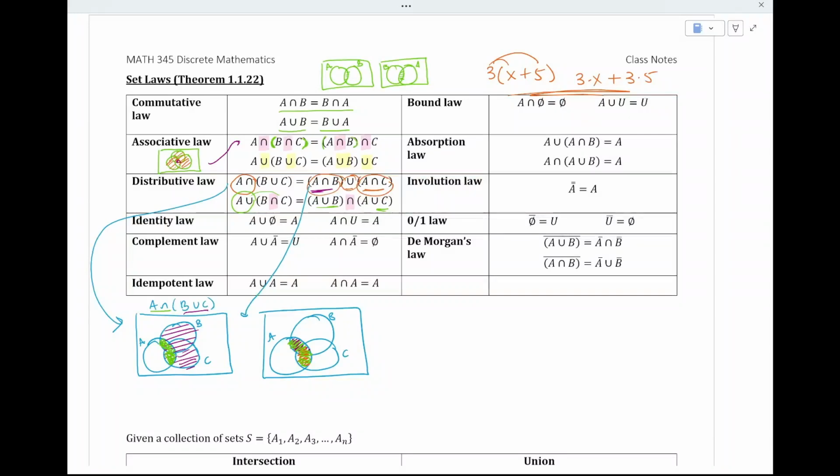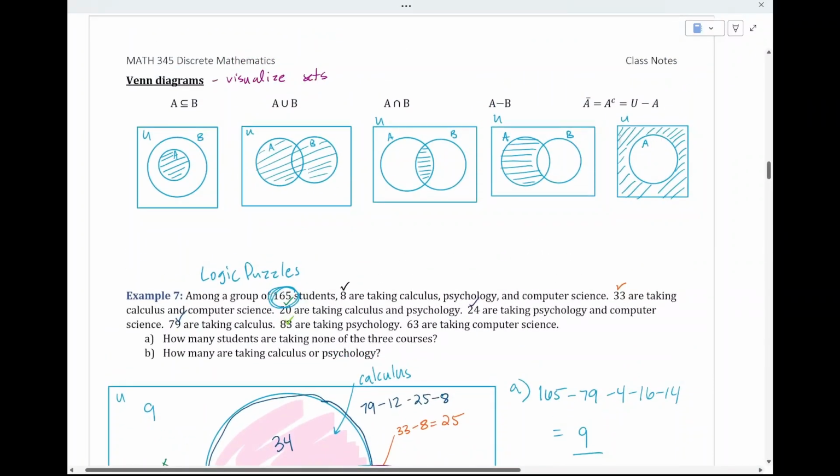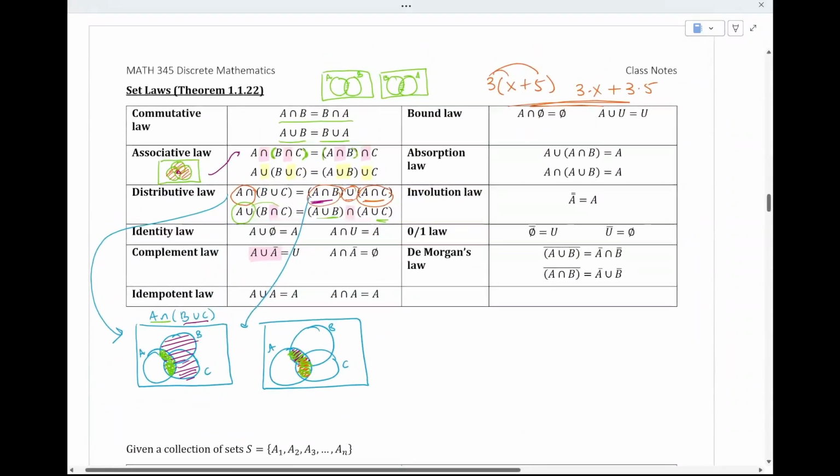The complement law says that A union A complement is the universe. And we could go back and look at when I defined A complement. That was everything that's not in A. So if I unite that with everything that is in A, I'm left with everything. And similarly, A intersect A complement is the empty set, because A complement is everything that's not in A. So it doesn't have anything in common with A because it's everything except A. So intersect that with A and you have nothing.